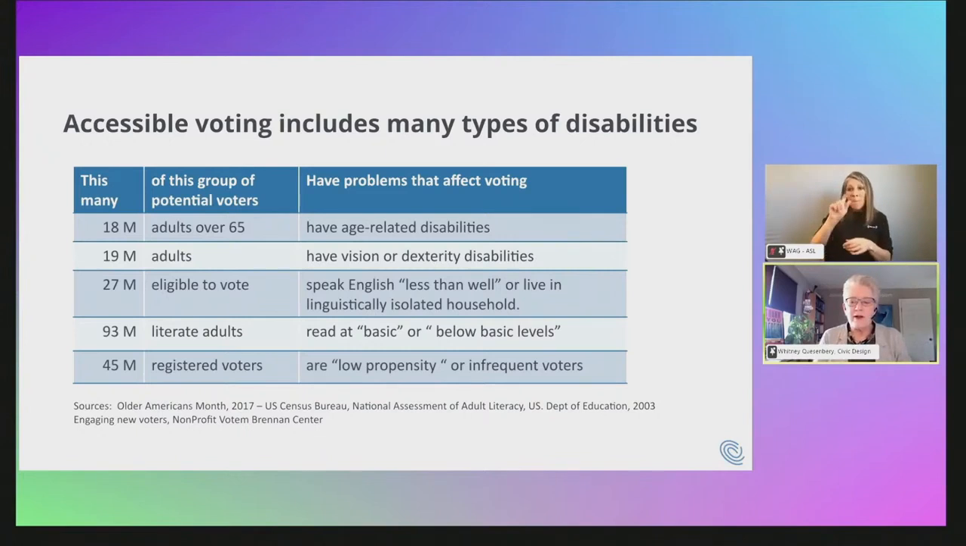27 million people who are eligible to vote live in households where English is spoken less than well, or live in a linguistically isolated household. That's a census term for people whose primary language is a language other than English. But the one that I like to think about is the last two, which is that 93 million literate adults, that is people who can read, that's 43% of the population, read at what the National Assessment of Adult Literacy calls either basic or below basic levels.